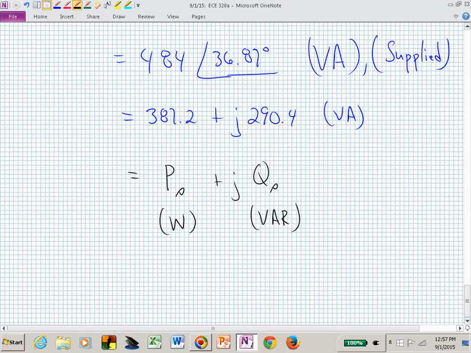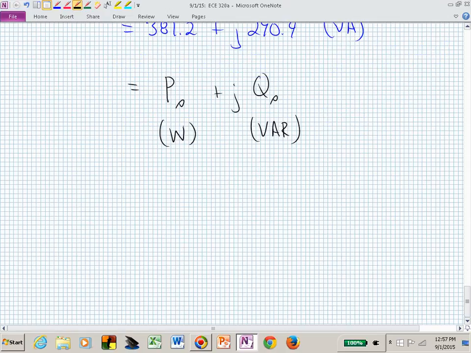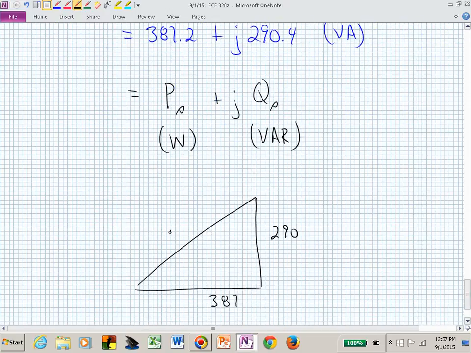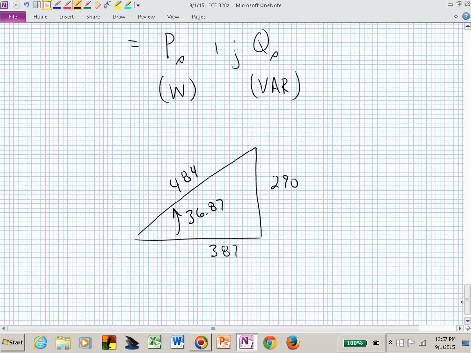And if you wanted to, you could sketch the power triangle. You now have 387, 290, and hopefully you can draw better than I can. And here is your hypotenuse, which is 484. This angle, oh, I need to go back to colors. Here was P, here was Q, and here was S.